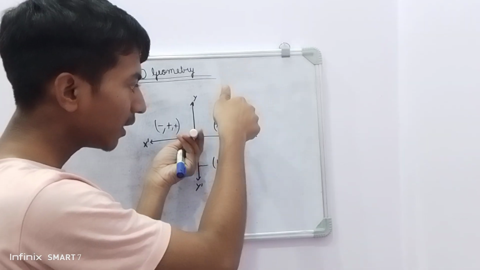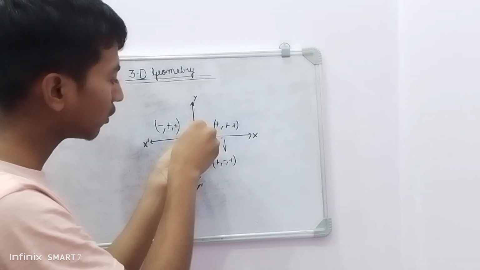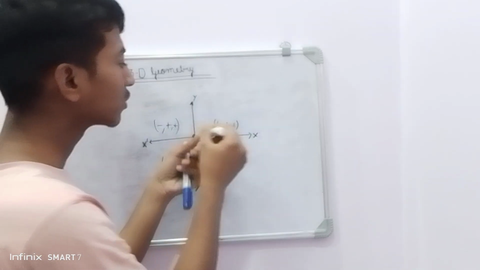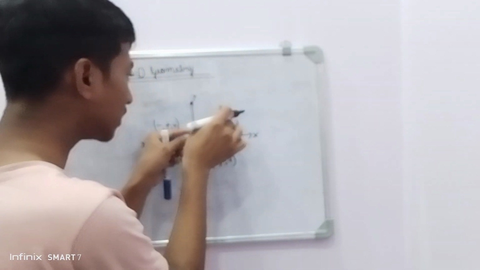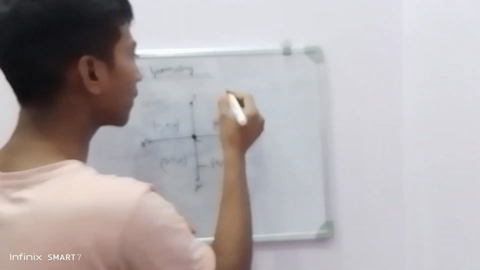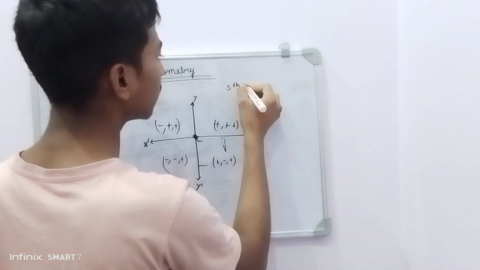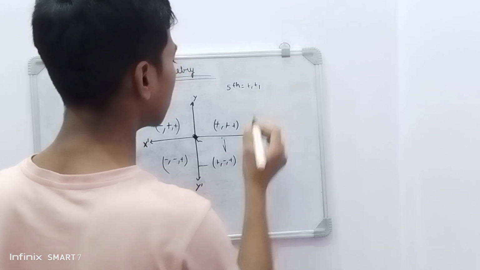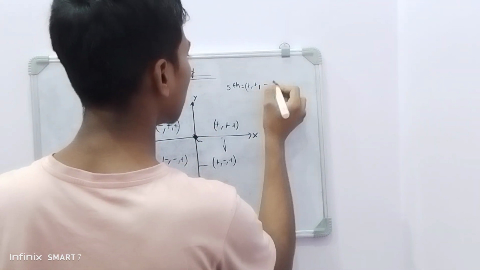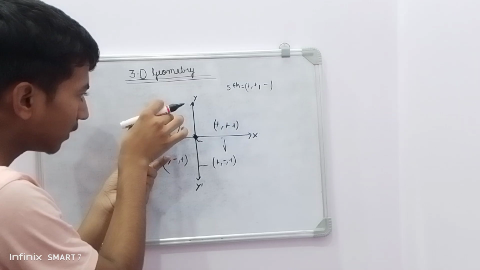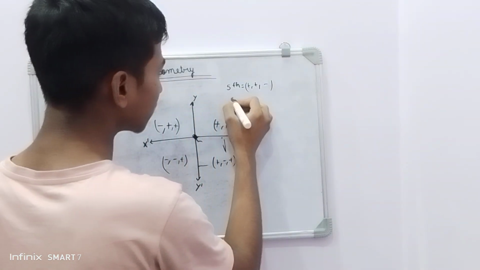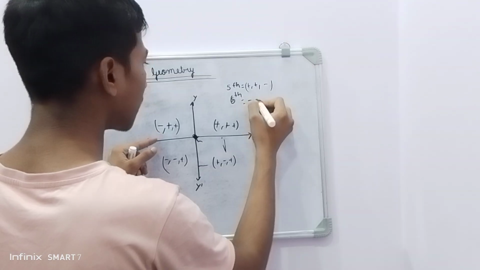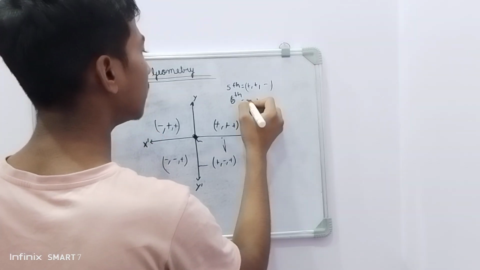Below this octant, the y will be negative, because y is inside the board, because it is coming outside the board. So below this line you will get the fifth octant, in which the x and the y will be plus, but the z will be minus. And below this you will get the sixth octant, in which the x will be minus, y will be plus, but z will be minus.